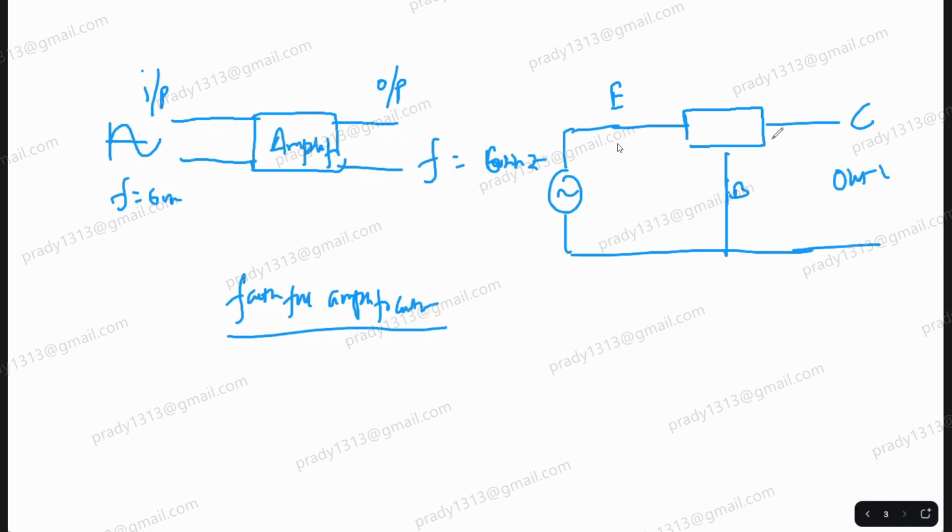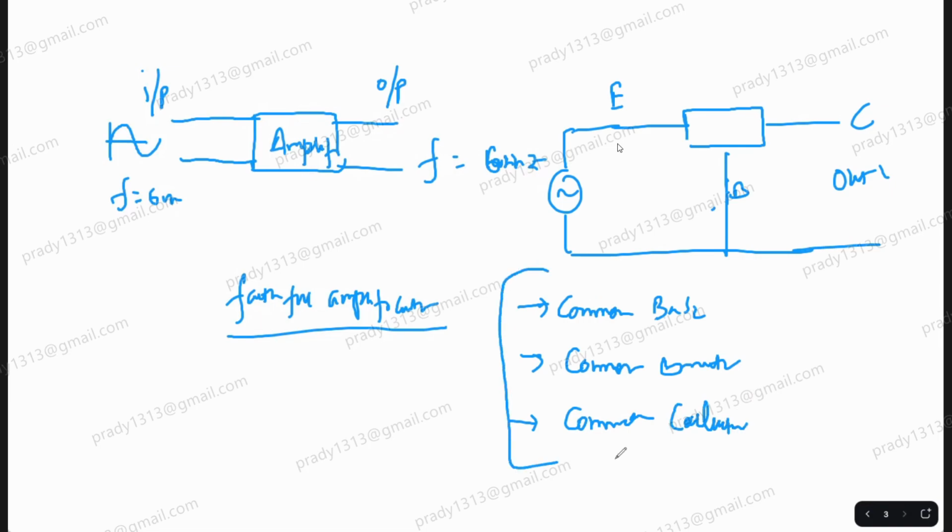and you take output from here. So this kind of amplifier is called a common base amplifier. Similarly, your emitter can also act as a common terminal. That means it is a part of the input as well as the output port. So that is called a common emitter amplifier. Similarly, your collector can also be common. Common collector amplifier. So there are these 3 kinds of amplifier which can be configured using a BJT.